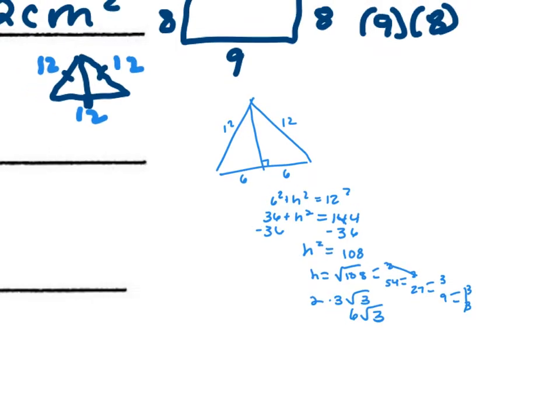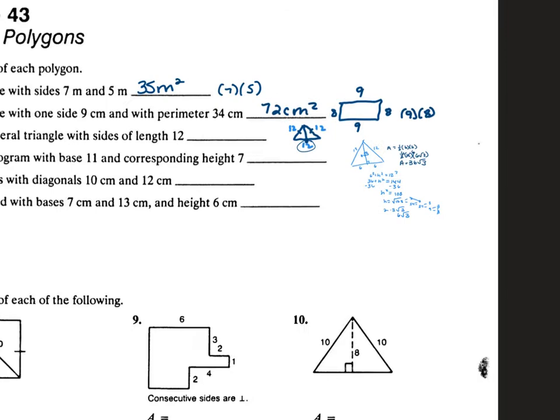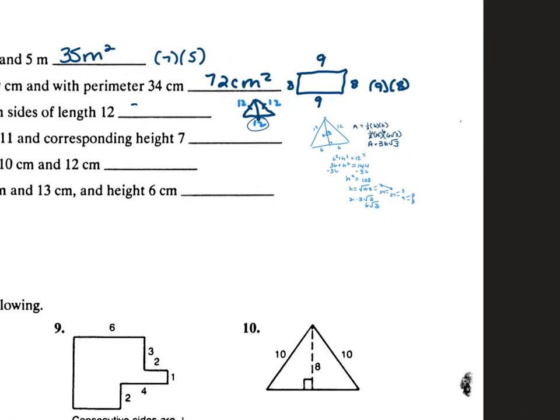So then that's the height of the triangle. And my area would be 1/2 base times height, 1/2 of 12, because that's the original base, times the height, which is 6 root 3. 1/2 of 12 is 6. 6 times 6 is 36 root 3. And it didn't give you a unit, so 36 root 3 units squared.